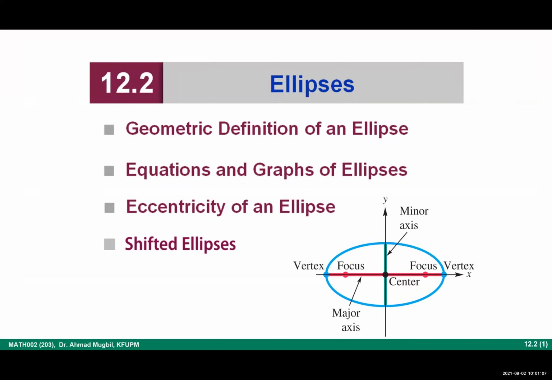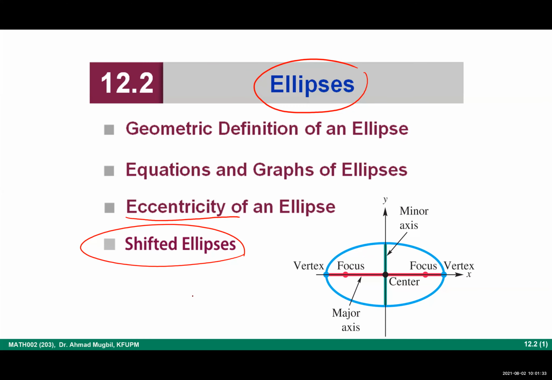It is about ellipses. What is the ellipse, geometrically and algebraically, and how to sketch its graph and find its equation. And we will see together, inshallah, maybe next class, the eccentricity of an ellipse. And also next class, we will discuss the shifted ellipses. We will start with the unshifted, with the typical case.